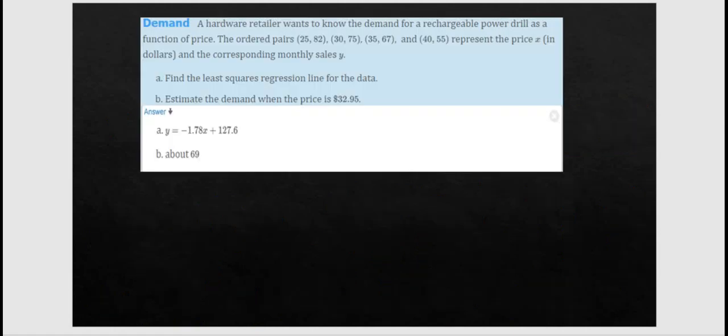This is really cool. So a hardware retailer wants to know the demand for a rechargeable power drill as a function of price. The ordered pairs are given. The first value represents the price x in dollars, and the corresponding monthly sales y. Find the least squares regression line for the data. So here's what I need.